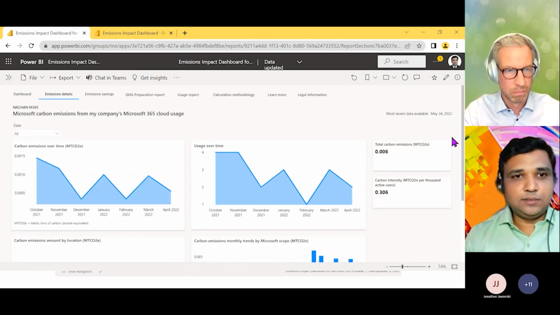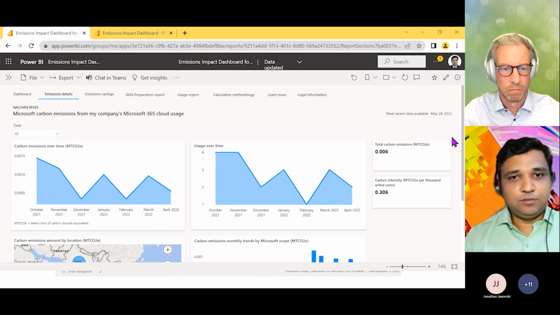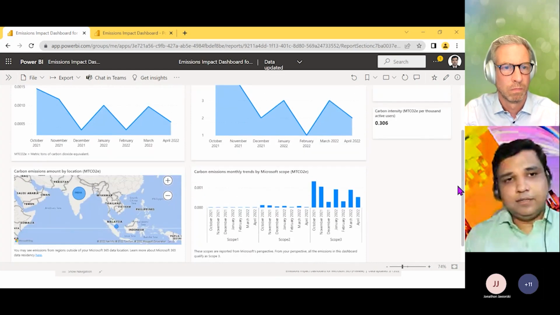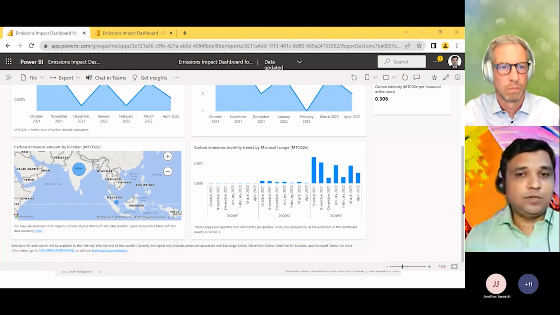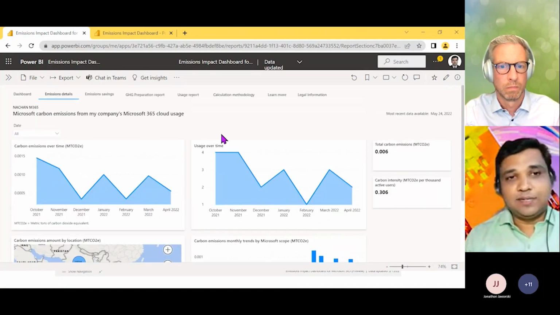If you go into this page, it shows your carbon emissions over time as well as your usage of Office 365 over time. And from here, you will be able to see the locations from where you are emitting those carbons, and then we will be able to take some actions on that.